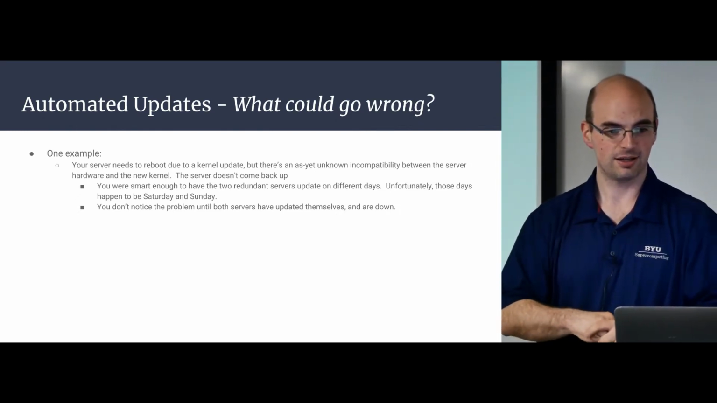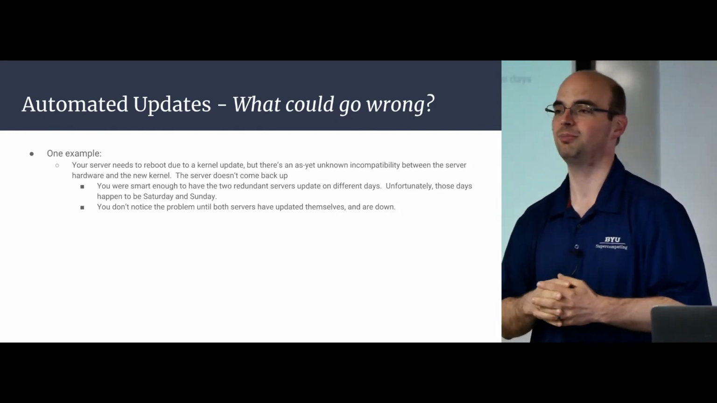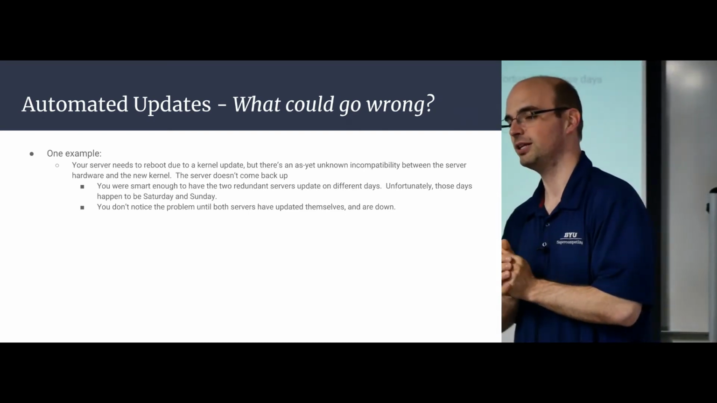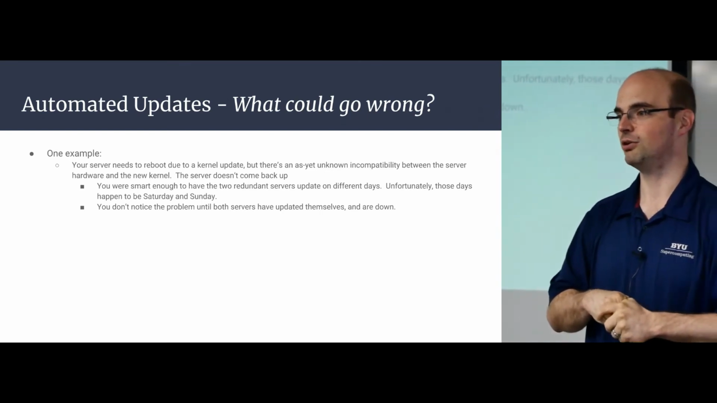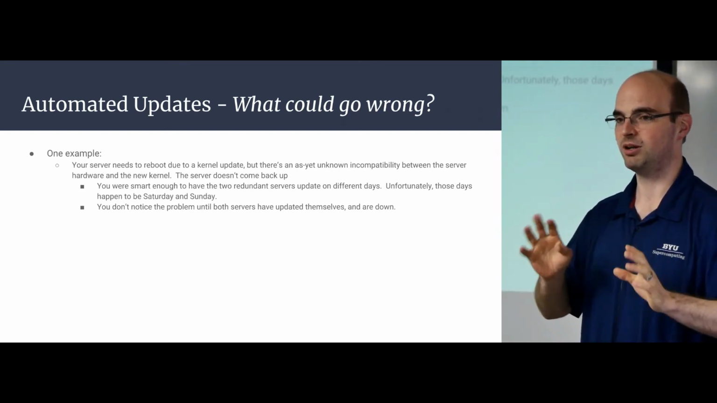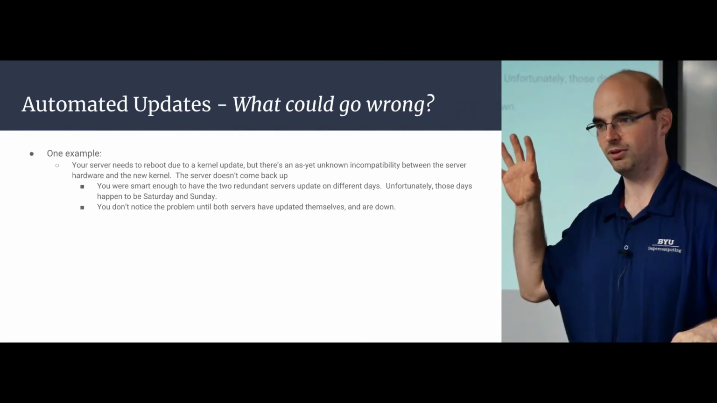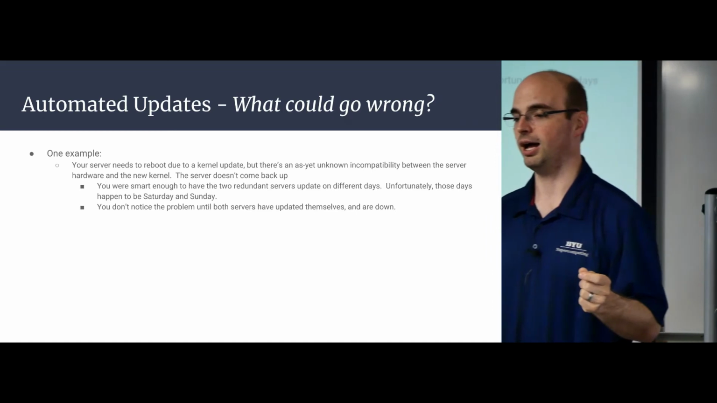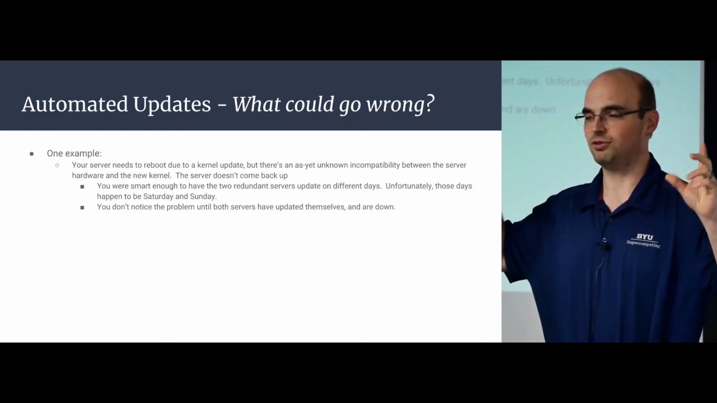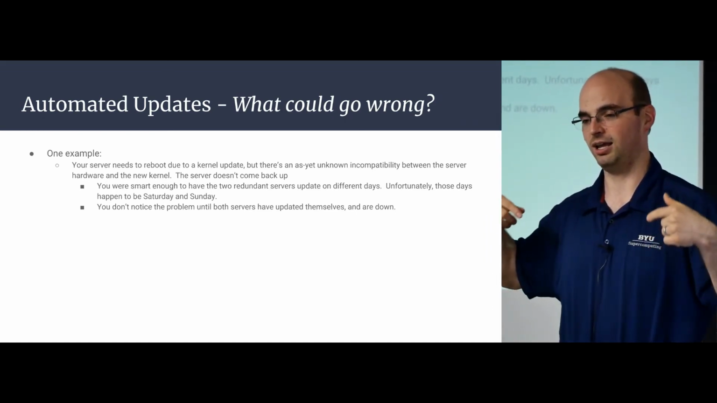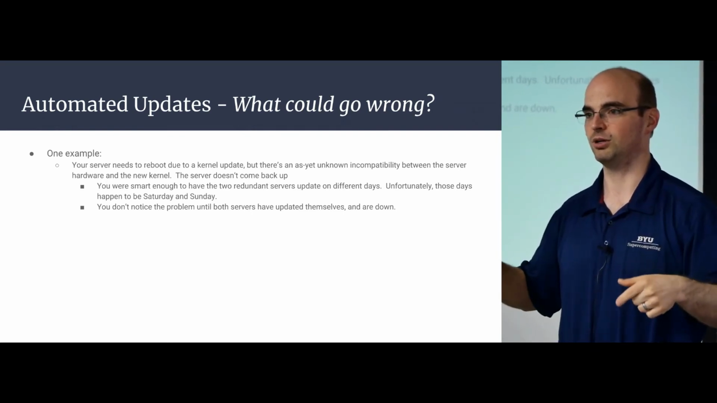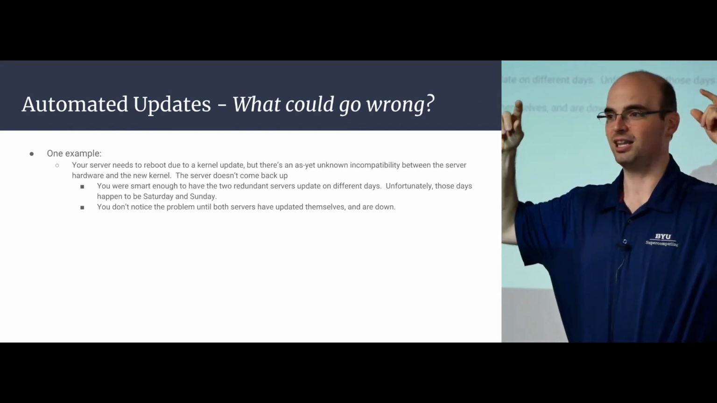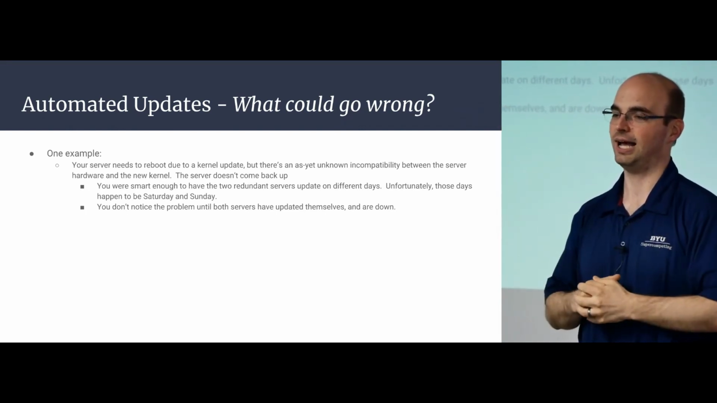Having said that, things can go wrong with automated updates as well. So here's a picture to paint for you. Let's say that you have a kernel update and you don't know it, but there's some fundamental incompatibility between that kernel update and the software and the particular hardware that it's running on. And so you have two servers, they're updating themselves every day, and life is good. And then one night you go home and you come back and both of them are down. What actually happened was they both grabbed the kernel update, they both rebooted, neither one of them came back.